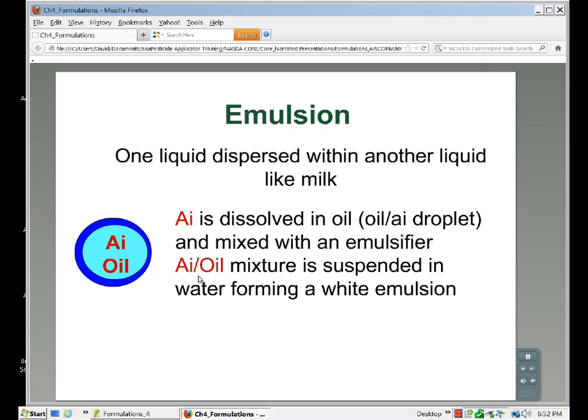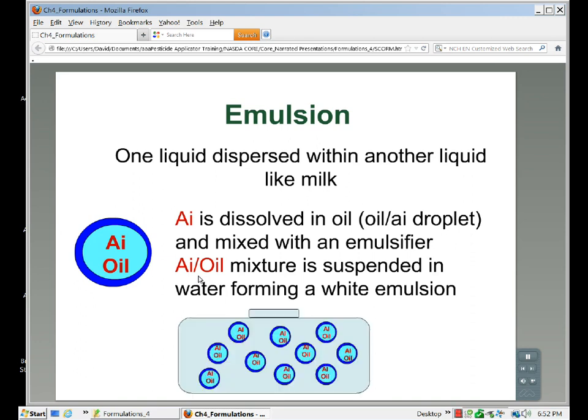When the oil plus active ingredient combination in the formulation is mixed with water in the spray tank, the oil droplets containing the active ingredient are suspended in the water column, forming a white, milky spray mix, called an emulsion. It's basically oil drops suspended in water. An emulsion usually requires some agitation to keep the mixture from separating.